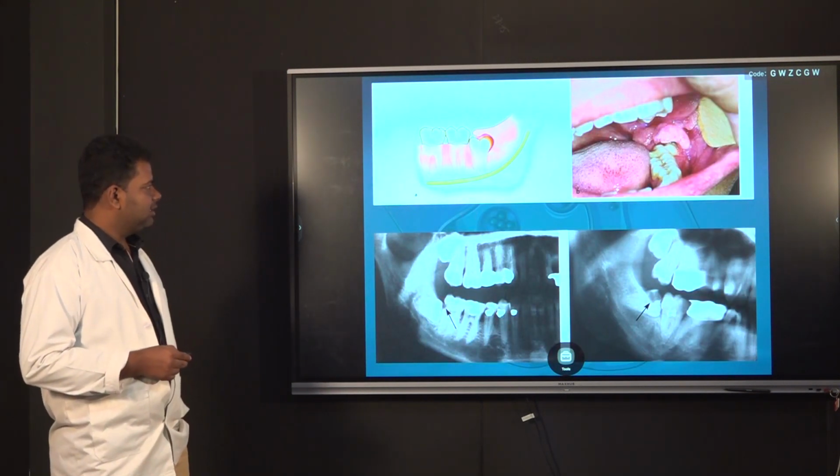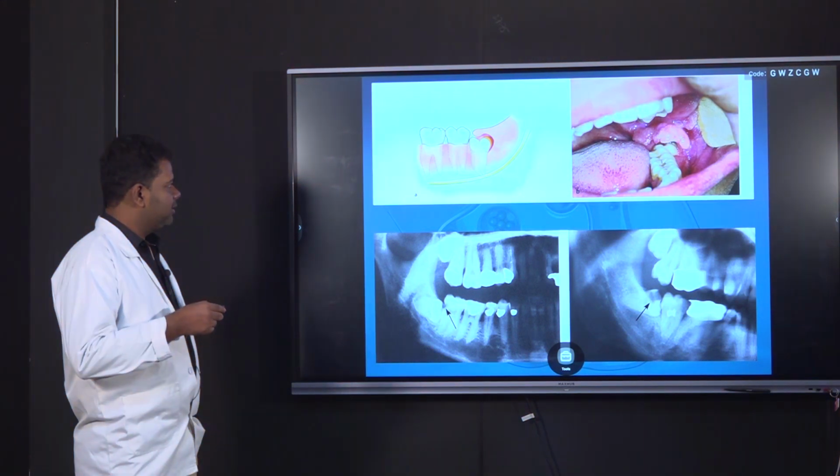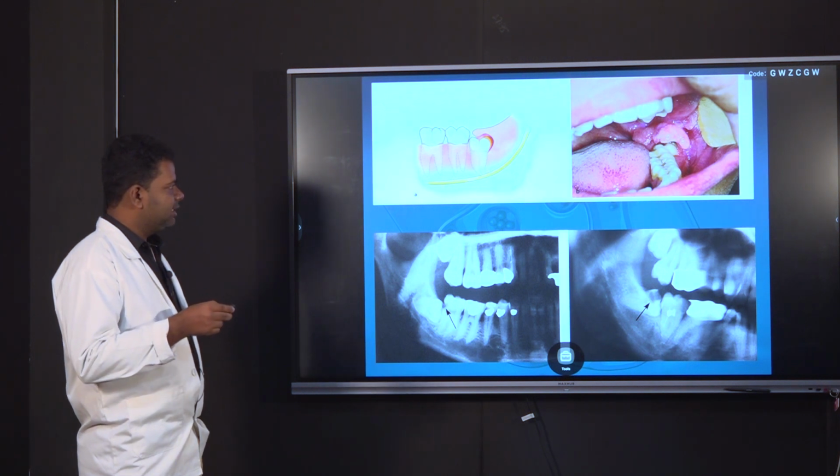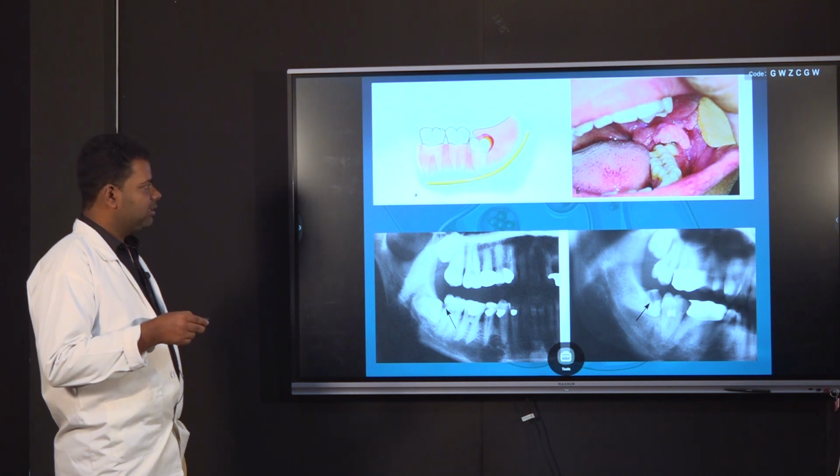And these are the types of settings. Here you can see in the first image, the operculum is inflamed. So as a result, we should remove the teeth. And here is a clinical image where the operculum is inflamed, so we should remove the impacted tooth.